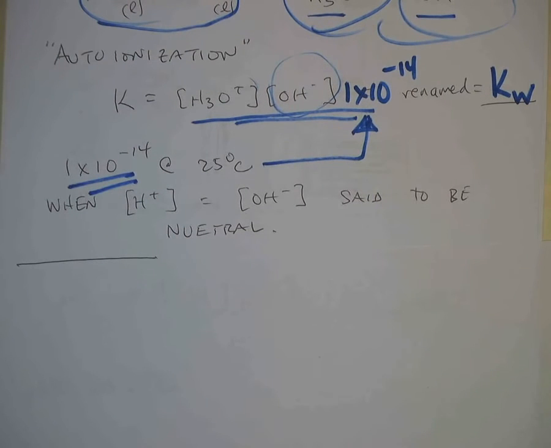So, it'll probably be like 5 times 10 to the negative 14th or something like that. I'm not sure exactly what it would be, but know that it will change with temperature.